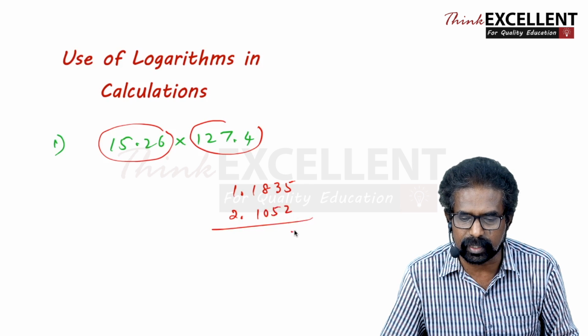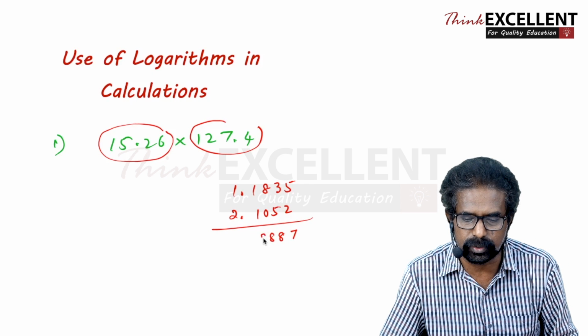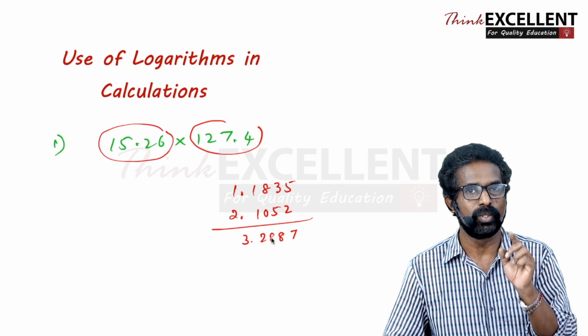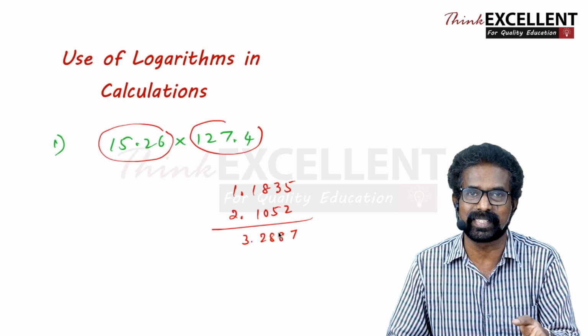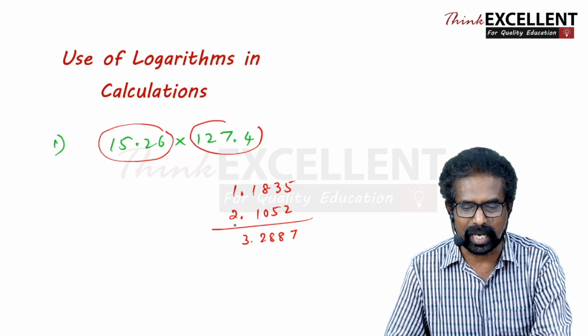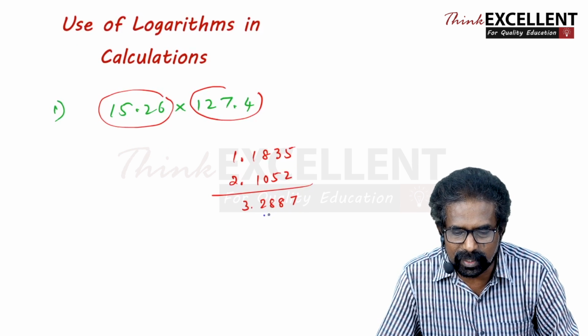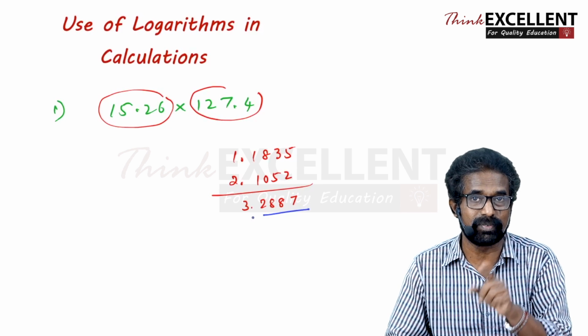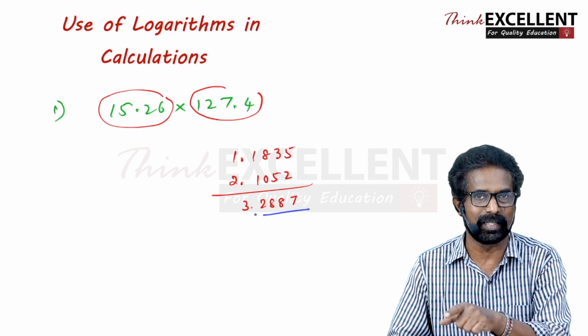While adding you are getting 7, 8, 8, 2, here 3, right? Don't write this as your answer. You have to take antilog of this. Already you know how to take antilog, right? Antilog means only for this part you take the antilog. This 3 is for where to keep the point. If 3 is there, after 4 digits you keep the point, right?